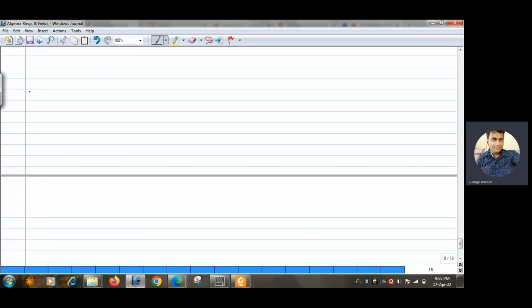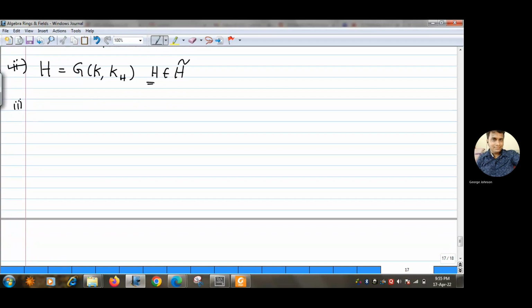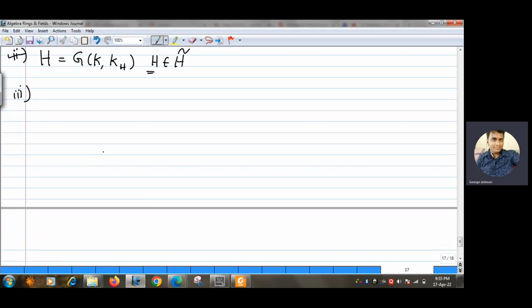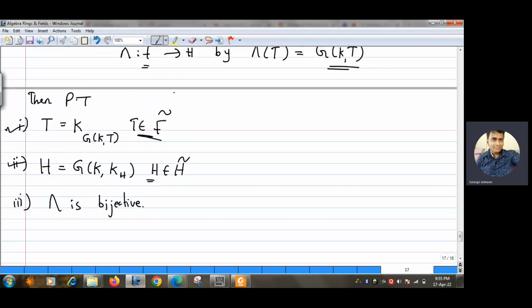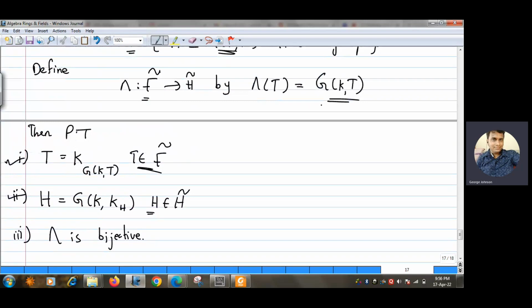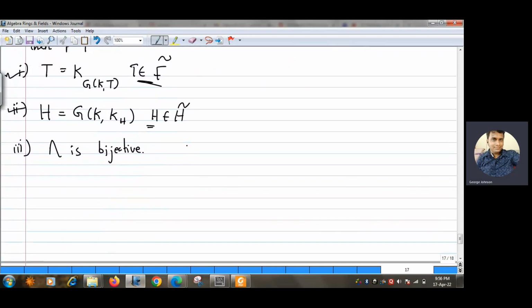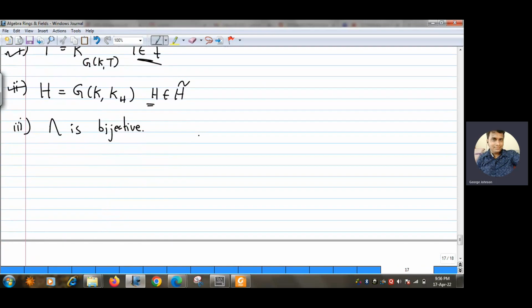Let us go for the third statement. What is the third statement? We have to prove that lambda is bijective. That means it is one-one and onto. Let us prove that this map lambda, which is defined like this, lambda of T is G(K/T), is bijective. That means we need to show that lambda is one-one and onto.